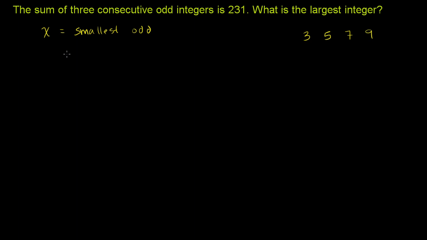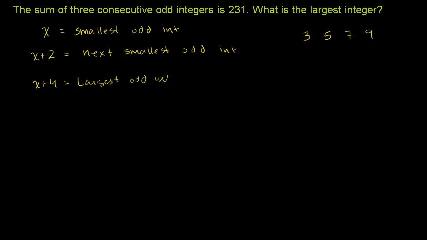So if the smallest one is x, the next smallest odd integer is x plus 2. And then what will be the next one? Well, we're going to add 2 to this one, right? So it's going to be x plus 4. Think about it. If the smallest is 3, then we have x plus 2, which is 5, and then you have x plus 4, which is 7. So this will be the largest of the consecutive odd integers in this group.